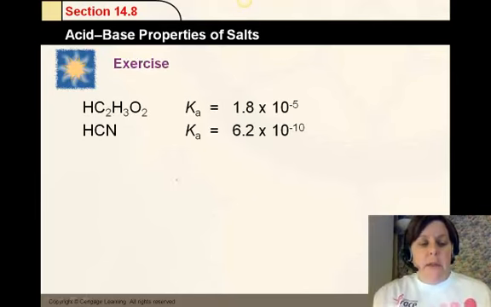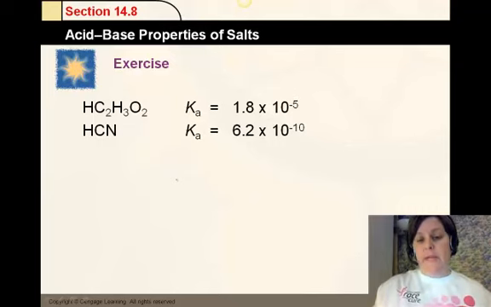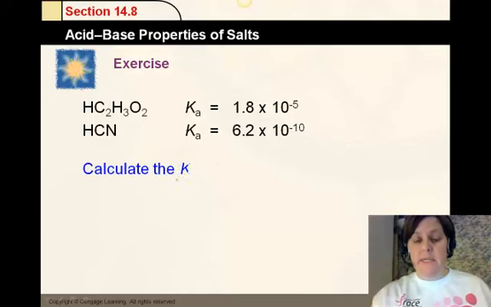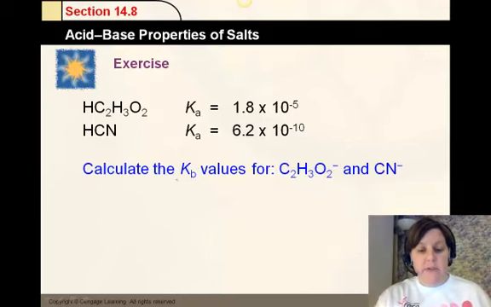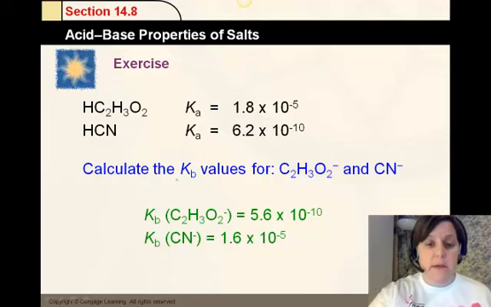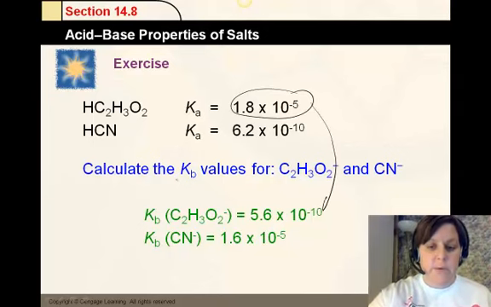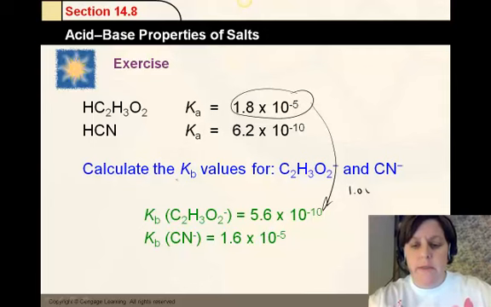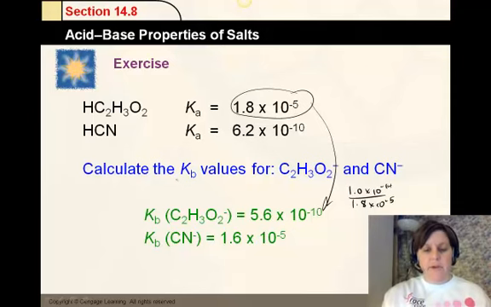So here's an example where they're giving you two weak acids, the Ka, first one being 1.8 times 10 to the negative 5, and the second one 6.2 times 10 to the negative 10. Calculate the Kb values for their conjugates. Well, pretty easy, because Kb times Ka equals Kw. So all you really need to do is take these numbers here, like for this one. To get this one, you're going to say 1 times 10 to the negative 14 and divide it by 1.8 times 10 to the negative 5. And you're going to get that number. And you would do the same for HCN.